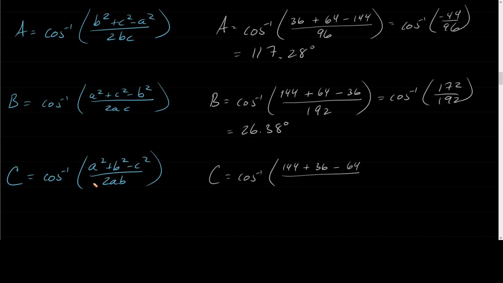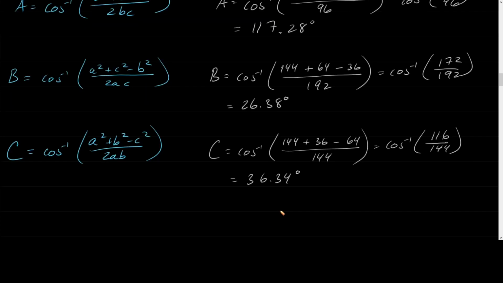Well, 2 times 6 is 12, and 12 times 12 is 144. Right, so now we've got 144 plus 36 minus 64, right? That's going to give us 116. So I've got cosine inverse of 116 over 144. And then when we take the cosine inverse of 116 divided by 144, it gives us 36.33, 34 really. 36.34 degrees.